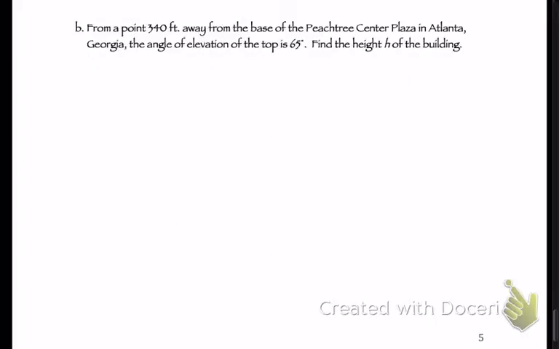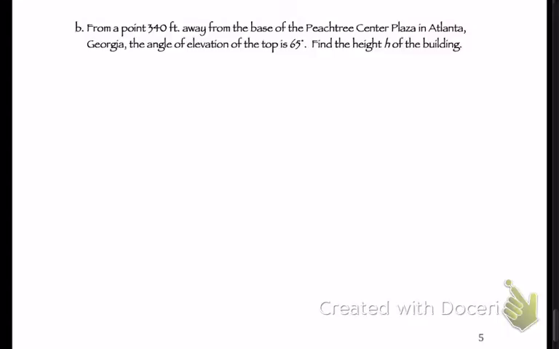So take a look. Now, here's the deal. This is how word problems are going to be. You're going to have to basically draw the picture, kind of label everything, so get used to it. So it says, from a point 340 feet away from the base of the Peachtree Center Plaza in Atlanta, Georgia, angle of elevation of the top is 65 degrees. Find the height of the building.